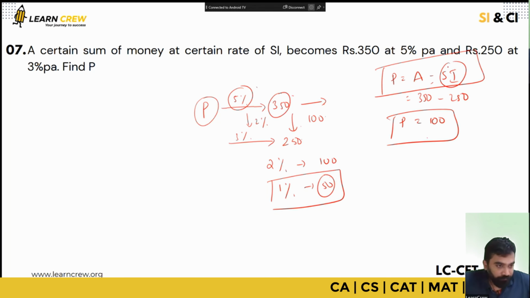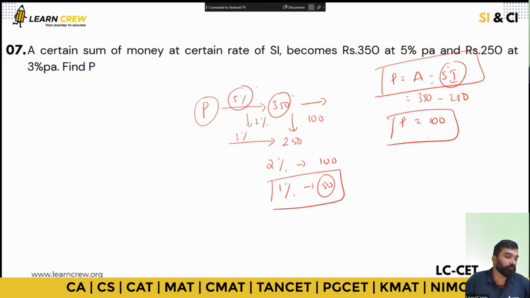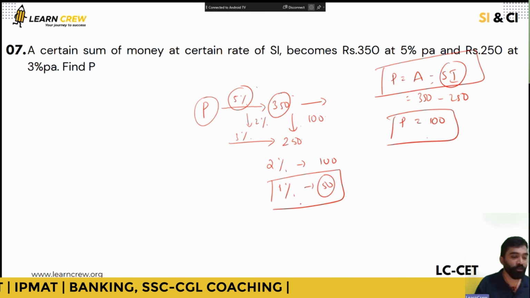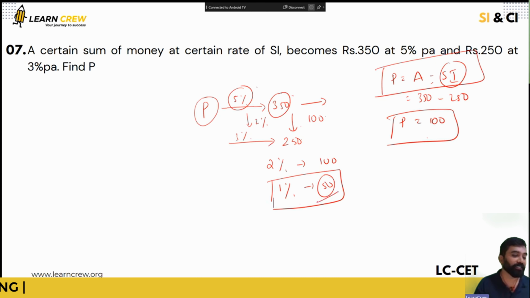Sir, how did we get SI, sir? Sorry? How did we get SI as 250? See, now you found out what is single percent SI. If you know the SI for single percent, can you find out this 5% SI? That is going to be 5 into 50. That is going to be 250. 5 into 50, that's nothing but 250.